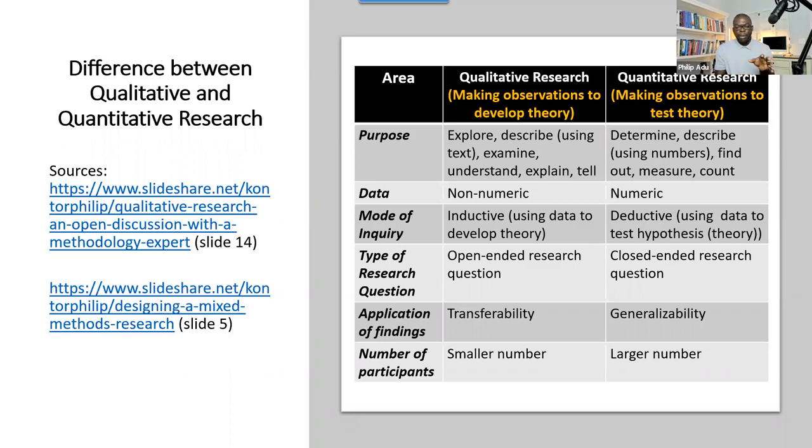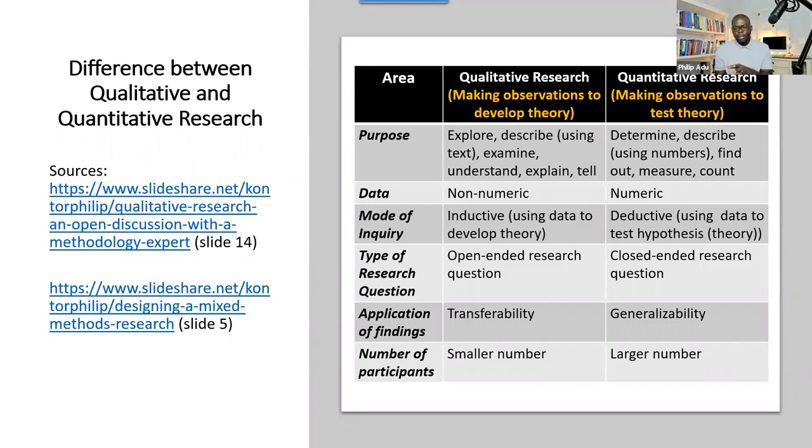In terms of purpose, most of the time when you look at the purpose statement, when you're doing a qualitative study, you can see words like the purpose of the study is to explore a phenomenon or describe using text. Sometimes you can say to examine or understand or explain or tell, maybe tell a story.